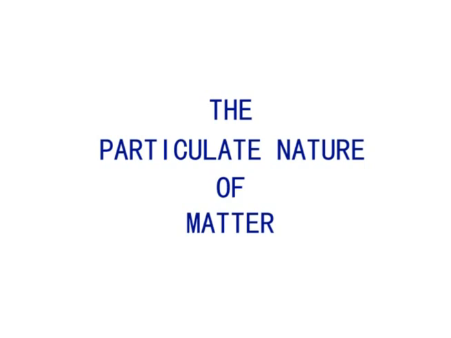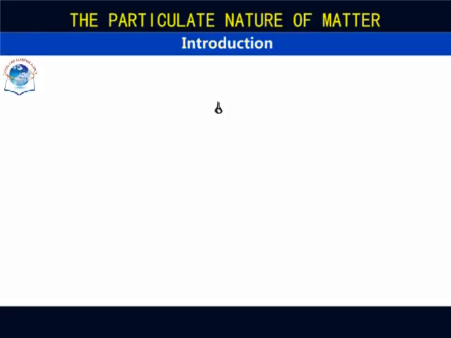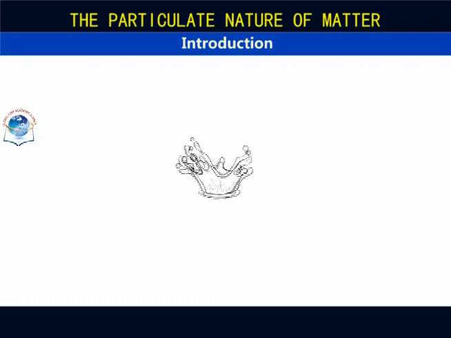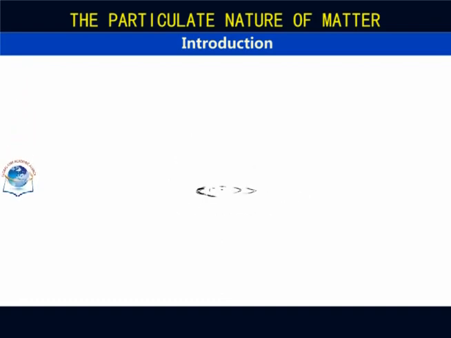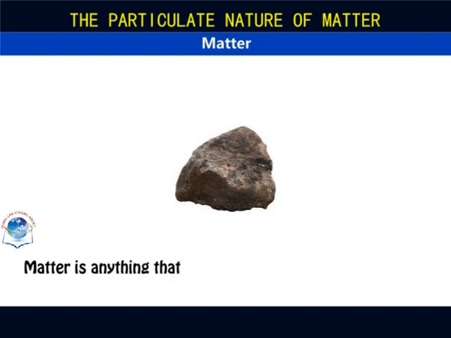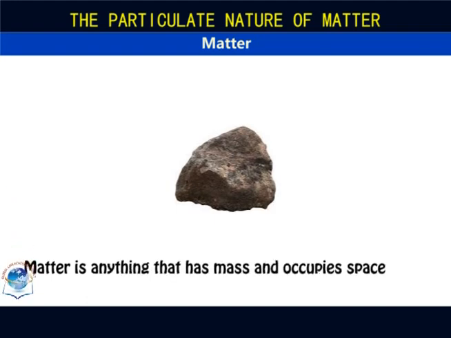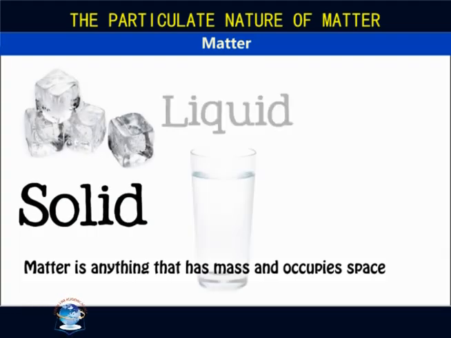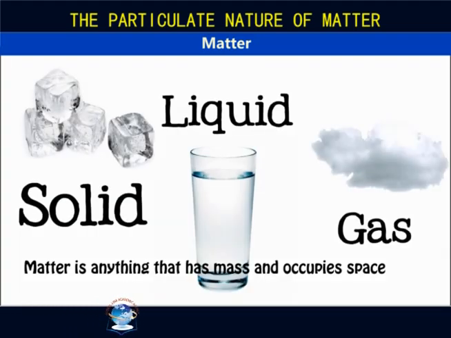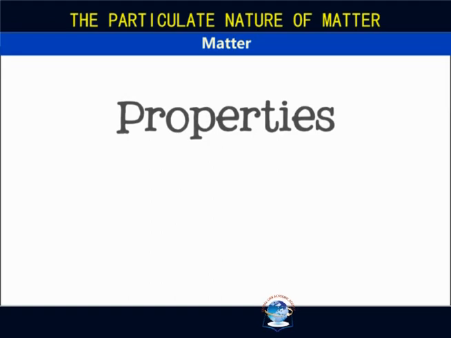Next chapter is the particulate nature of matter. Now, in order to understand and be able to predict the behavior of substances, we need to understand their nature and composition. Matter is anything that has mass and occupies space. All matter can exist as either solid, liquid, or gas. These are called the three states of matter. In each of these states, matter has different properties.